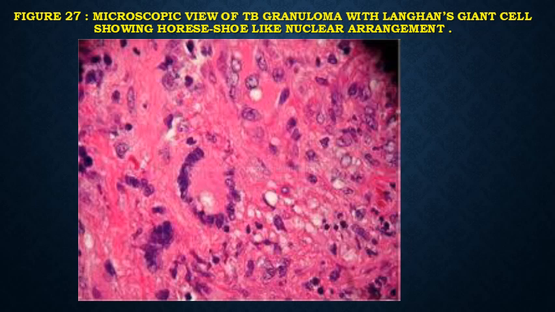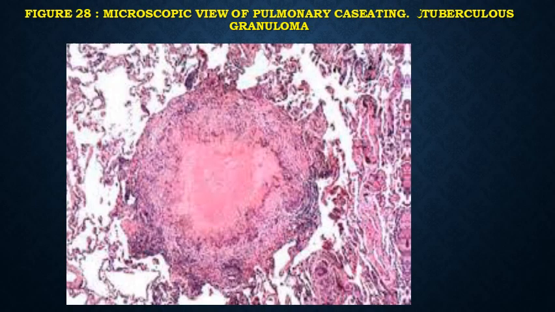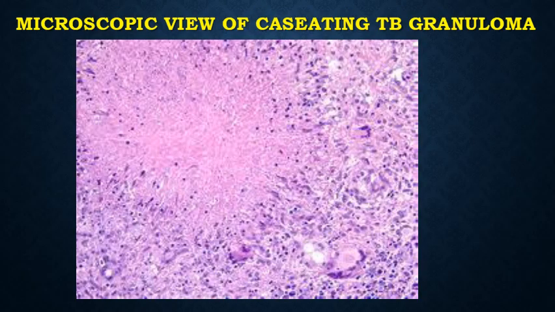This is a microscopic view of the granuloma showing a Langhans giant cell. Look at the nuclei, which are arranged at the periphery of the cell. This is a granulomatous reaction of tuberculosis. This is caseous necrosis, surrounded by epithelioid cells, then lymphocytes and fibroblastic reaction. Here is another microscopic view of a caseating granuloma. Look at the caseous necrosis in the middle, surrounded by epithelioid histiocytes, then lymphocytes, and surrounded by fibroblastic reaction.